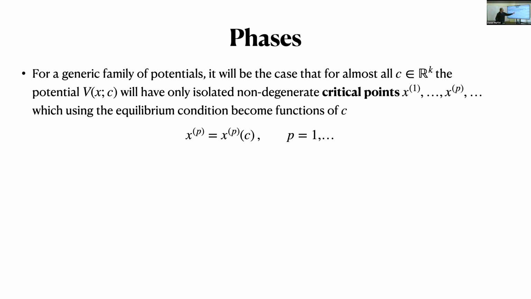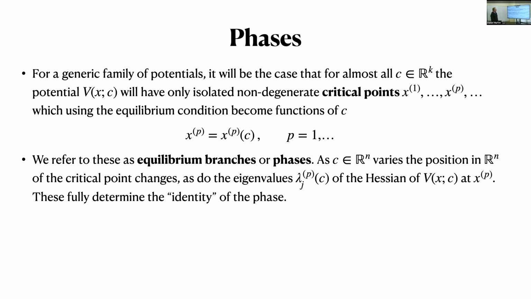And that's ultimately, I guess, the inverse function theorem in this case. So you can take this critical point, it exists for nearby values of C, although its position might change. And therefore, at least for some region of values of C, think of X^P as a function of C. Okay, that's valid. Not for all values of C, that's the whole point, but locally it's true. So these X^P as functions of the control parameters are called equilibrium branches or phases.